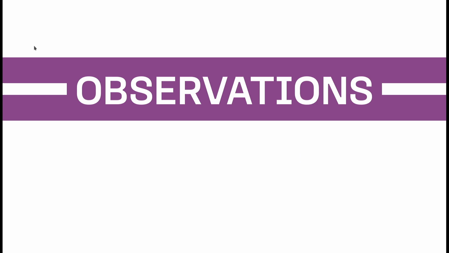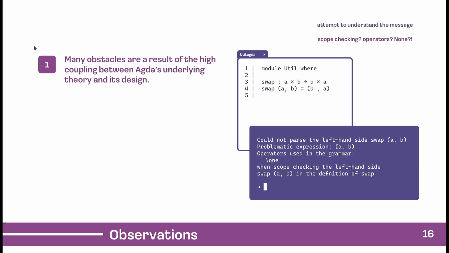So those were the obstacles, and I think we can extract some pretty nice observations about interactive theorem provers, or Agda specifically in this case. Firstly, many obstacles that we identified are a result of the high coupling between Agda's underlying theory and its design. We saw this on the error message, right? You see that the math came first, then came the theorem prover with all its error messages. And the users sort of have to understand what's going on in the background to be able to comprehend it.